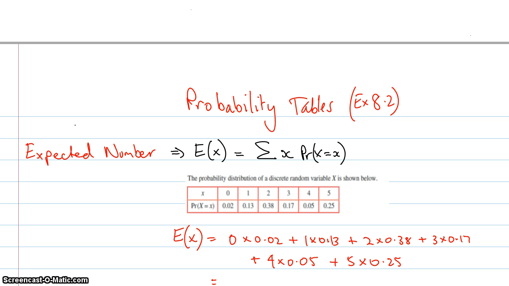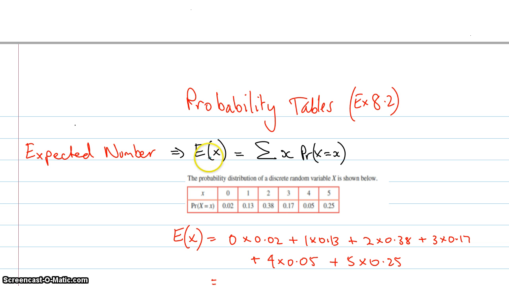This is exercise 8.2. In this one we're going to be using the probability tables to work out things like expected number, median number and all of those types of things. Okay, so I'm going to use the example that I used back in the previous video, and what I want to find out is the expected number, or the average number, or the number that you would get if you were to run this trial a number of times.